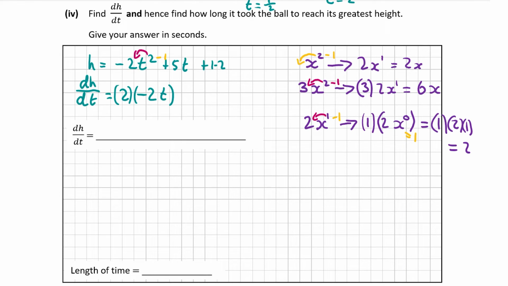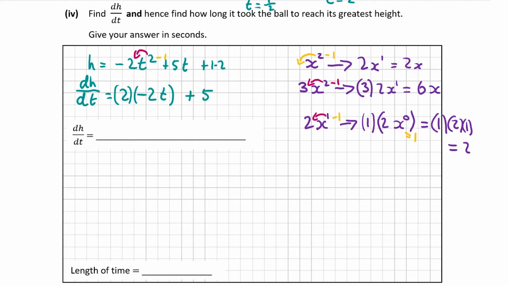So in other words, when you differentiate a term with just an x, and it's not x squared or x cubed or anything, when it's just x, the derivative is just the number before the x. So in our case here, we have plus 5t, so the derivative of that is just going to be 5.